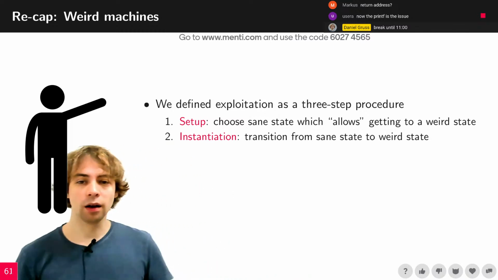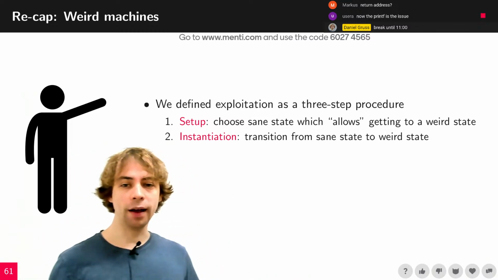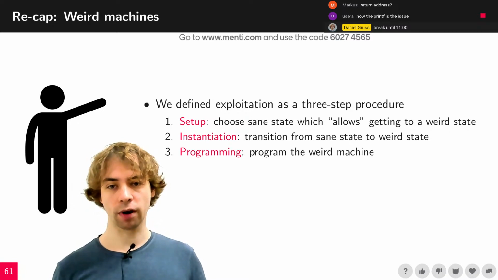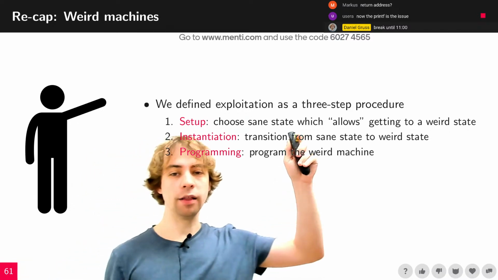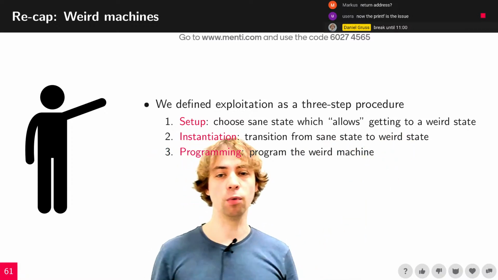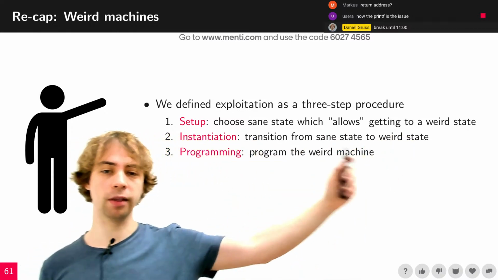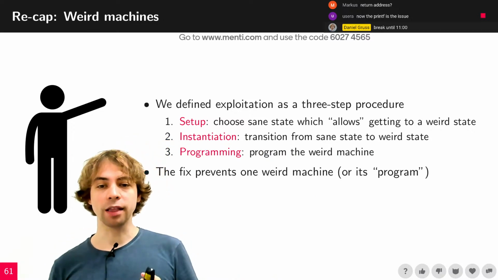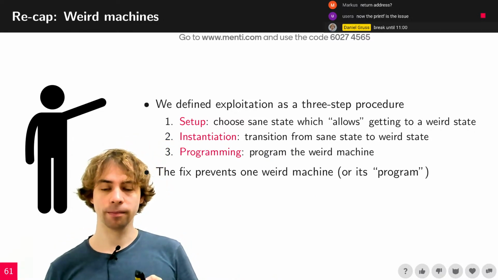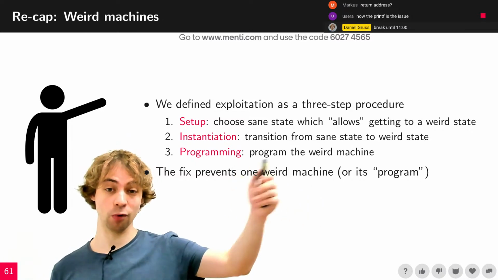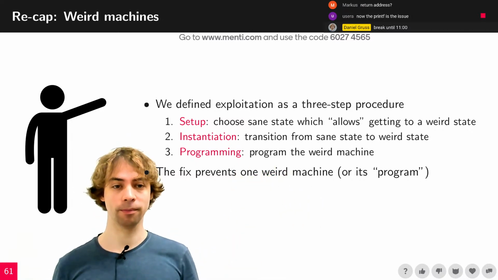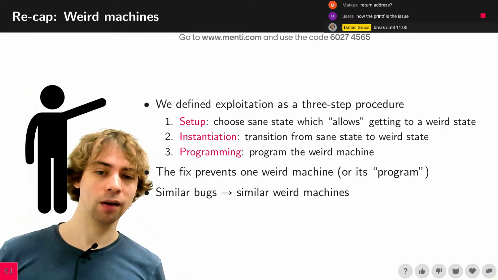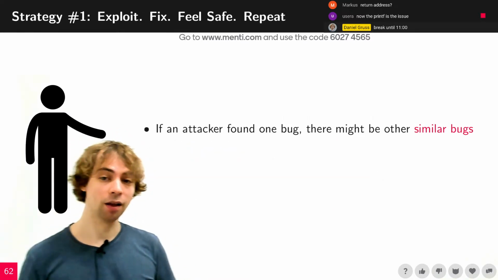So just a quick recap. We defined exploitation as a three-step procedure: setup, instantiation, and then programming. So we choose the sane state, which allows getting into weird state. Then we transition from the sane state into weird state, and then we program the weird machine. The fix prevents just one weird machine, or its program, the programming of the weird machine. If there are similar bugs, then you will have similar weird machines, okay?